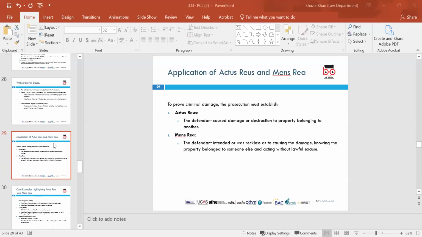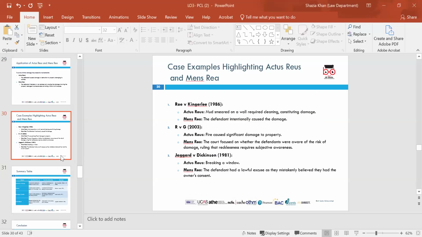Case examples highlighting actus reus and mens rea. So the first case, as we mentioned earlier, these have been mentioned earlier on as well. I'll just give you a little bit of an overview of the actus reus and mens rea for each case. So R v Roe and Killingley, 1986, where the actus reus is the mud smeared on a wall, required cleaning, constituting damage. The mens rea in this case was that the defendant intentionally caused the damage.